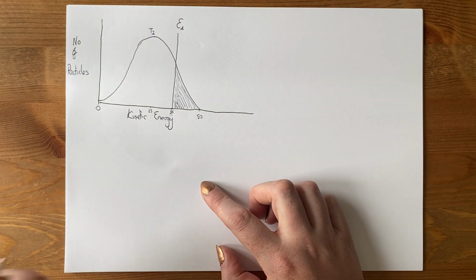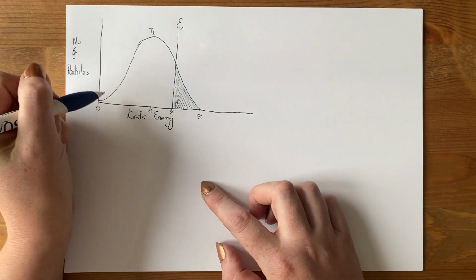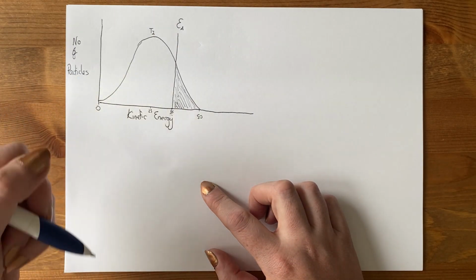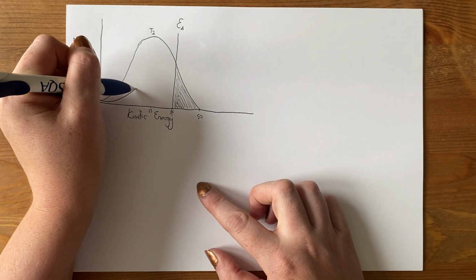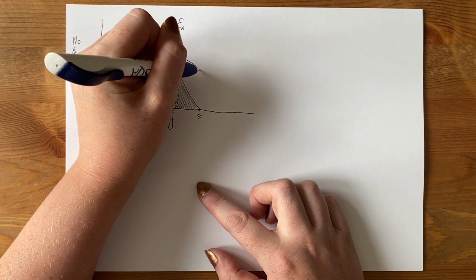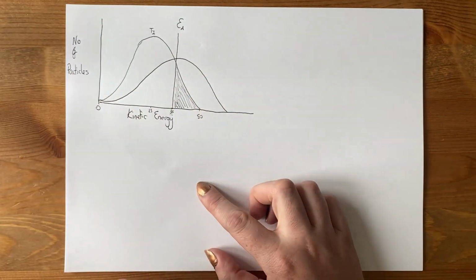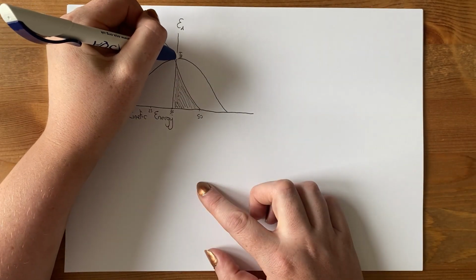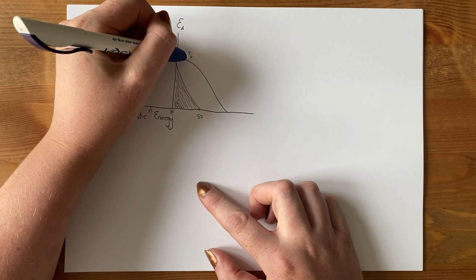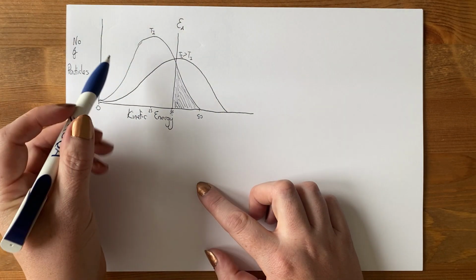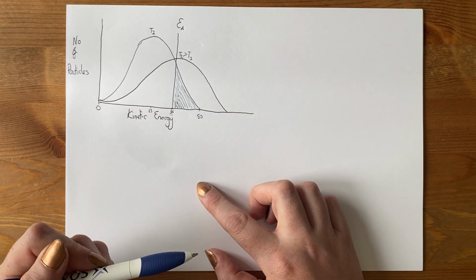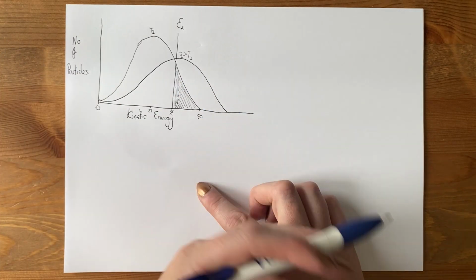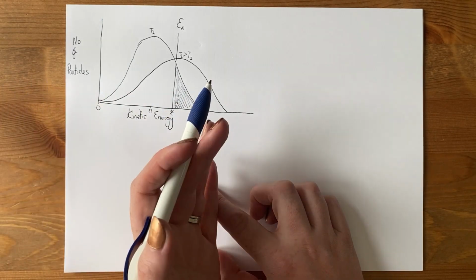If I increase the temperature of my reaction, what I'm doing is giving the particles more energy on average, and so my curve shifts over a little bit to the right. So this is my second temperature, which is greater than temperature 1. My curve has moved over because more particles have this greater energy now. They all have been given more energy, so it moves over.